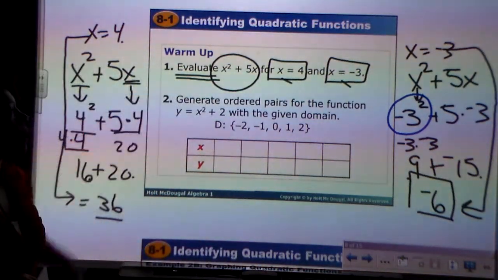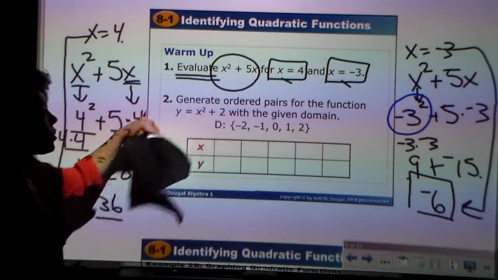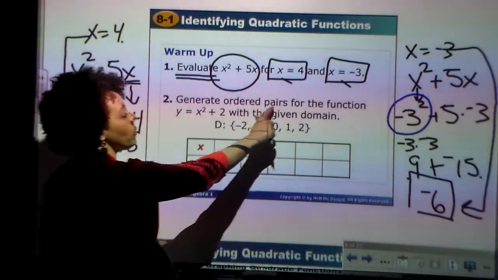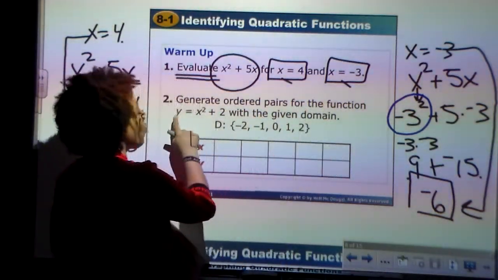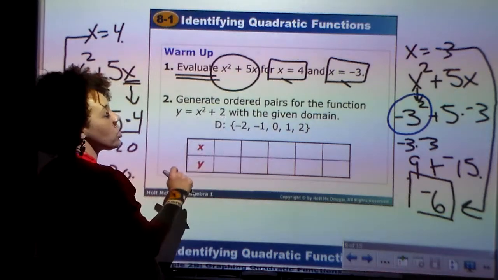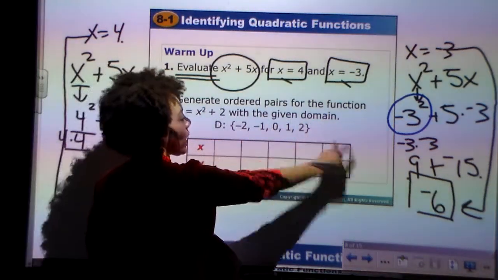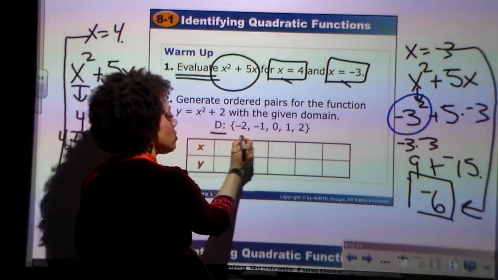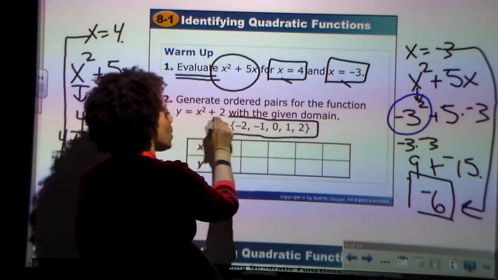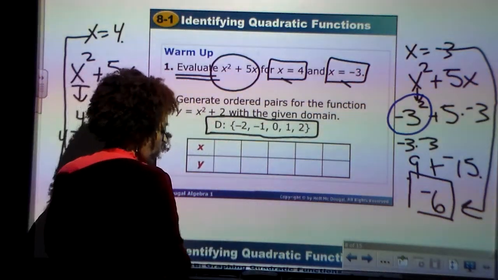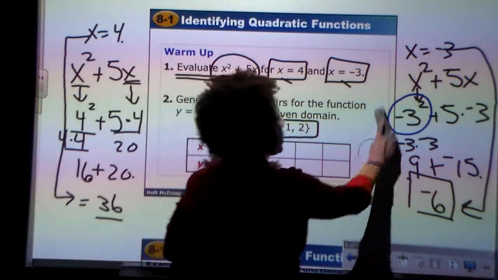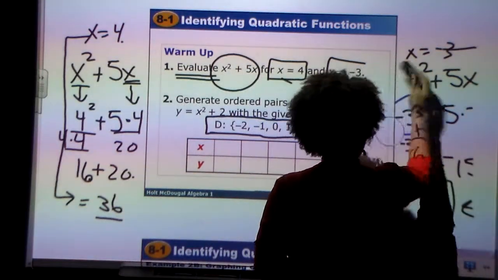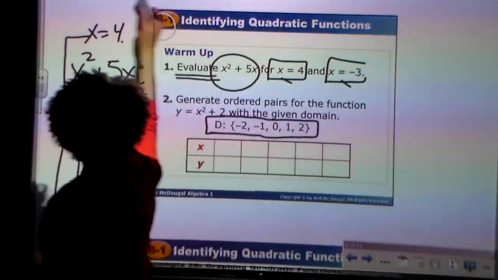So the reason we have that warm-up is we go on here to where it says generate ordered pairs for the function y equals x squared plus 2 with the given domain, and then they give you this right here as a given domain. Now, remember what this looks like. Let me erase a few things here and make some room.